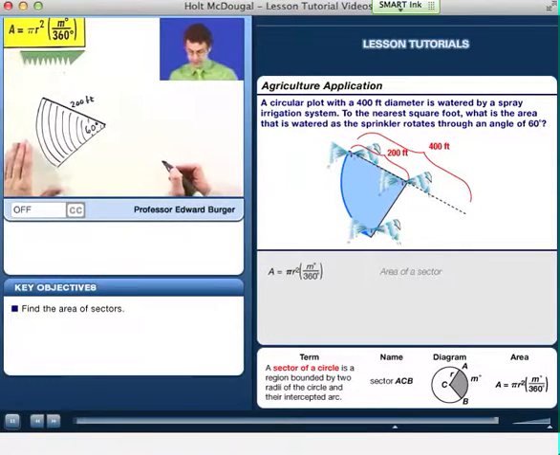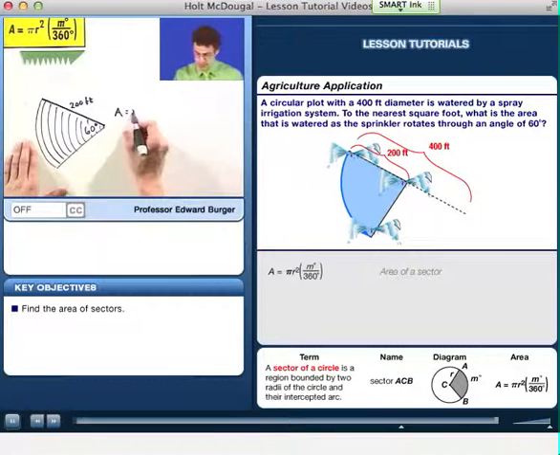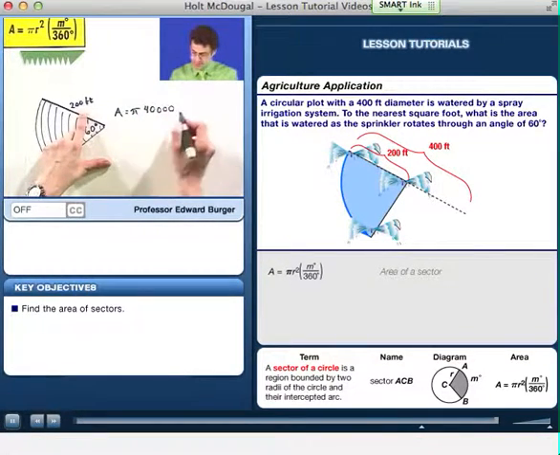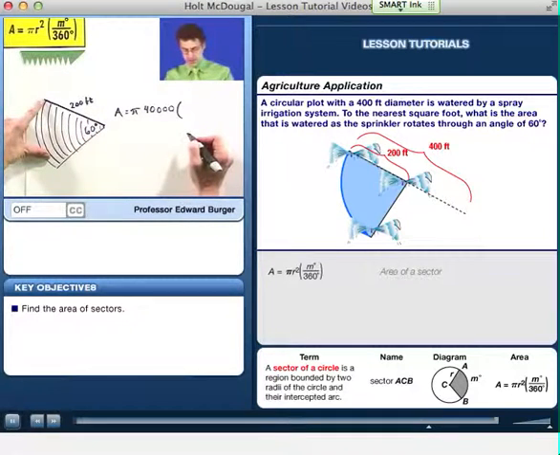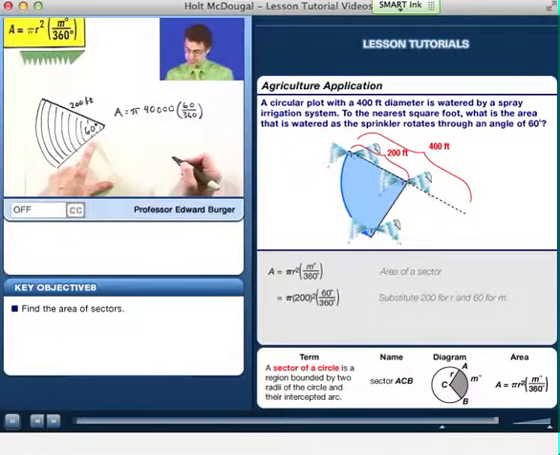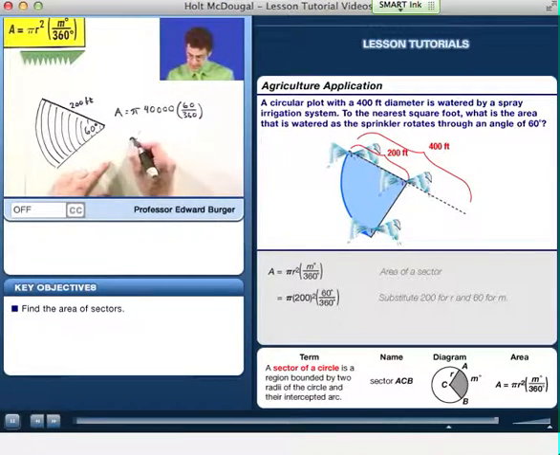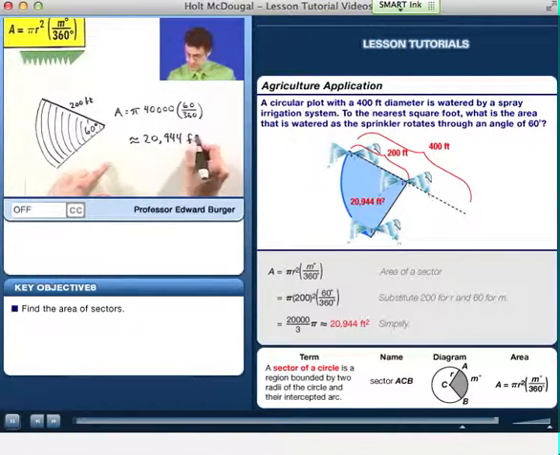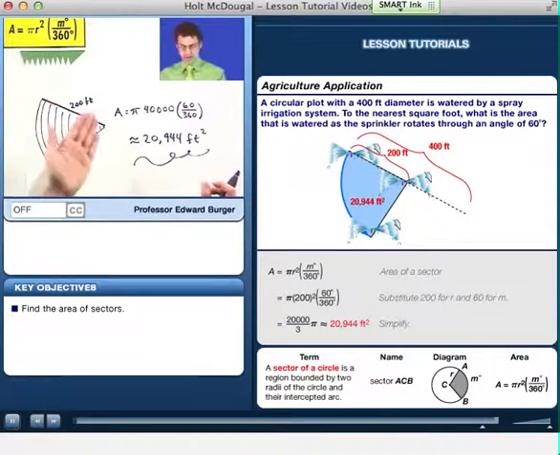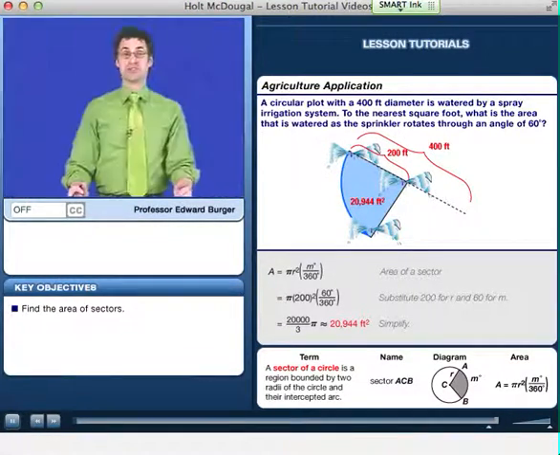So how do we find it? Well, we have the formula. The area equals pi r squared, so that's going to be pi times 200 squared, which is 40,000 pi, times the appropriate fraction. So what fraction of the circle is this? Well, it's 60 divided by 360, which is a sixth of it, and that works out to be 20,944 feet squared, approximately. And so that's the area of this particular sector. So you can see that even in the real world, we can actually figure out appropriate areas using these mathematical formulas.